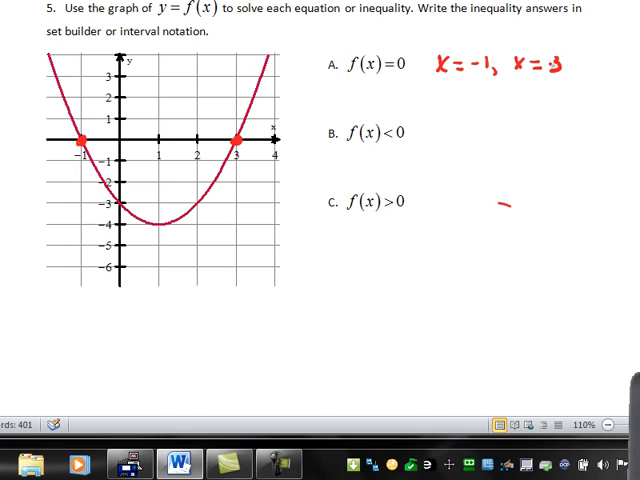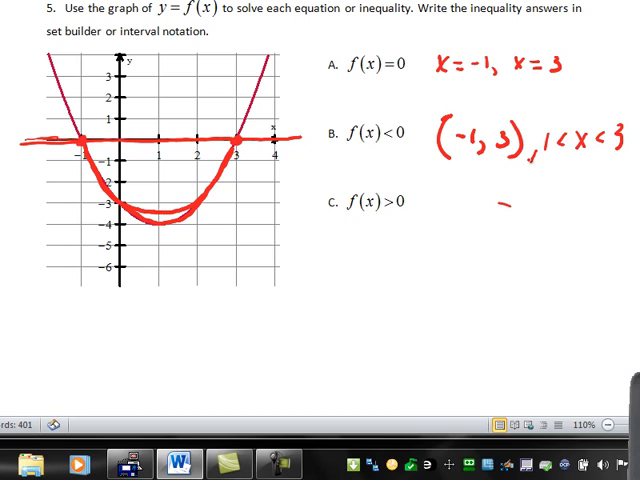Simple enough? Where is this less than 0? So where is the graph below? Here's my 0 line right here, right? Where's my graph below that line? Right through here, right? In between -1 and 3. And it's a strict inequality, so I do not put the brackets on. I use parentheses. Or in set notation, or a double inequality, you can say x is less than 3 and x is greater than -1. You can do one or the other.